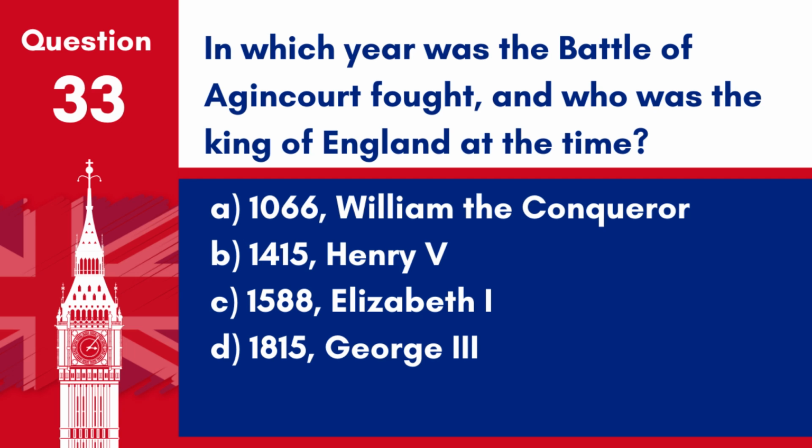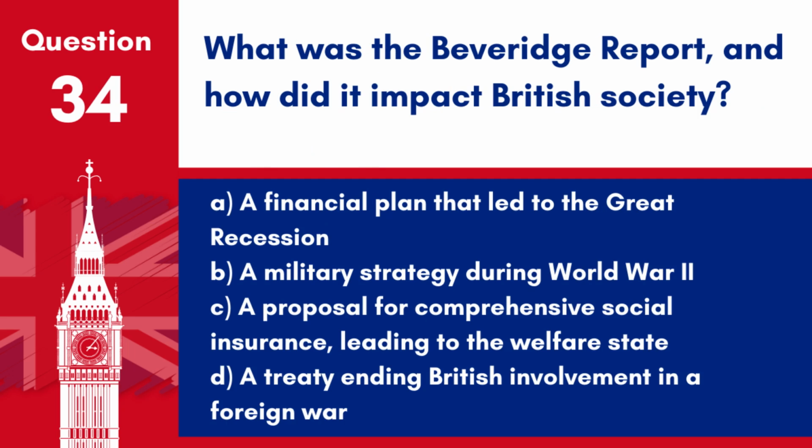Question 33. In which year was the Battle of Agincourt fought, and who was the King of England at the time? A. 1066, William the Conqueror. B. 1415, Henry V. C. 1588, Elizabeth I. D. 1815, George III. Answer. B. 1415, Henry V. The Battle of Agincourt, a major English victory in the 100 Years' War, was fought in 1415 under the leadership of King Henry V.